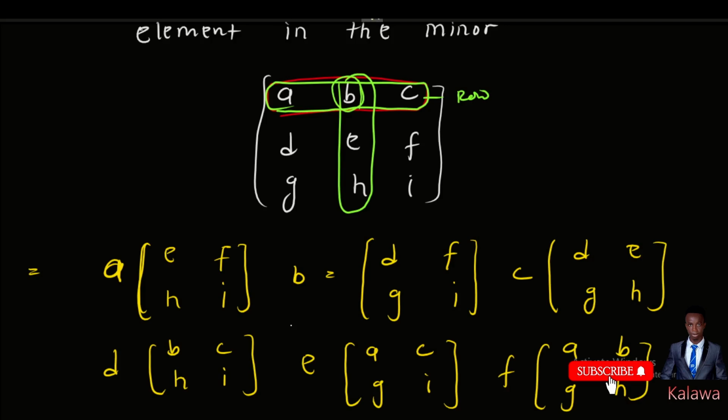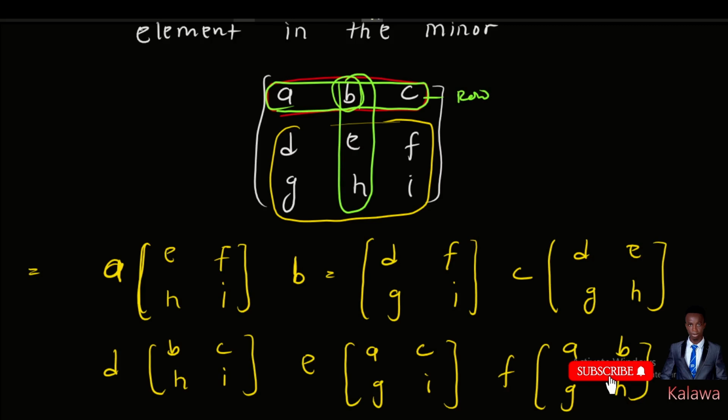So the minor now is going to be what? D, G, F, I. So this is the minor. You will not consider E, H again because E, H is connected to B as the column, and you will not consider A, C because it is connected as the row. So what remains is D, F, G, I. This is the minor for B.